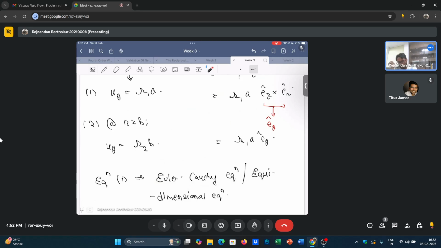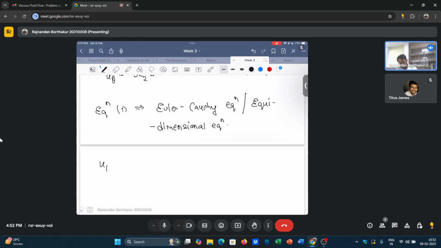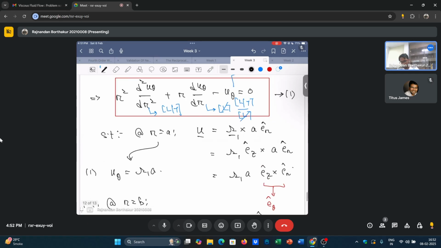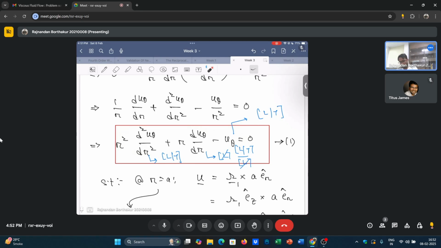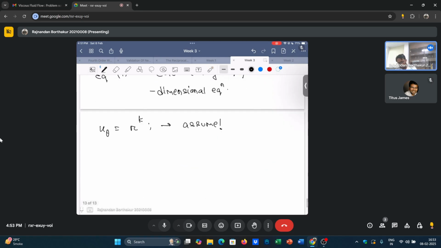And the procedure to solve this equation is that you consider u theta. So you assume that u theta is some r power k. This is an assumption. So if you're assuming this, then you need to just substitute this form of u theta into this equation. Let's just do it and see what we get. You just need to evaluate du theta by dr. It is just k times r power k minus 1, and d2 u theta by dr2 is k times k minus 1 into r power k minus 2.